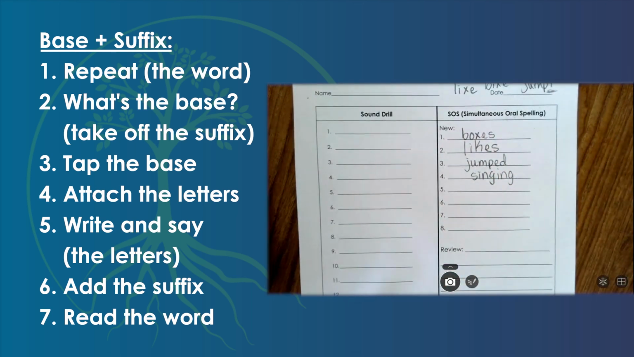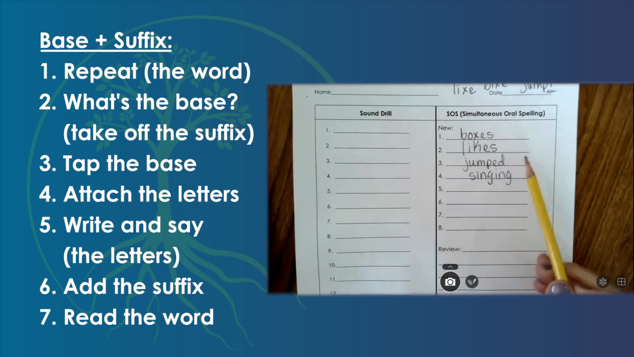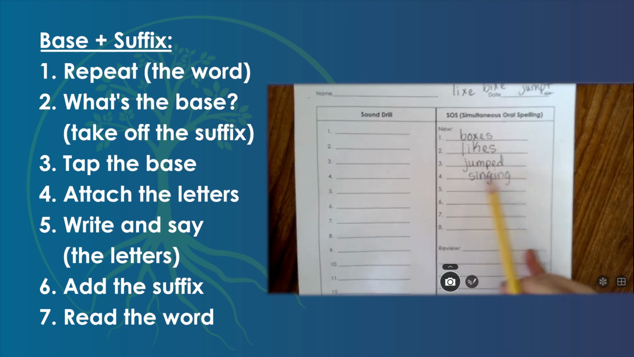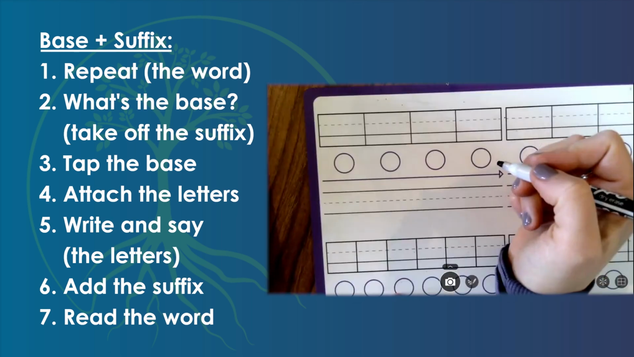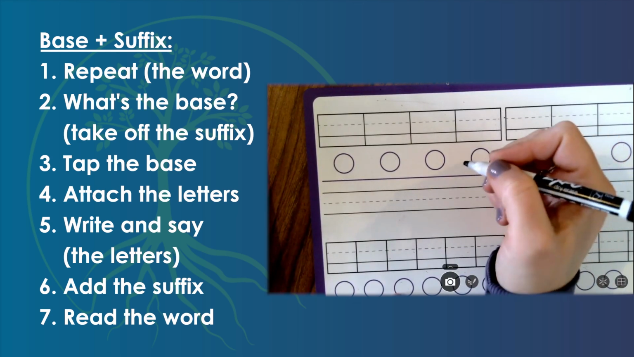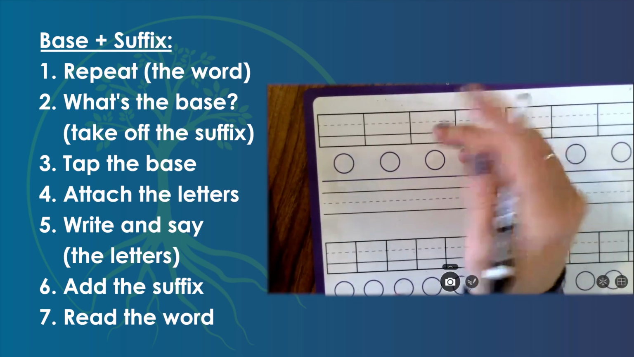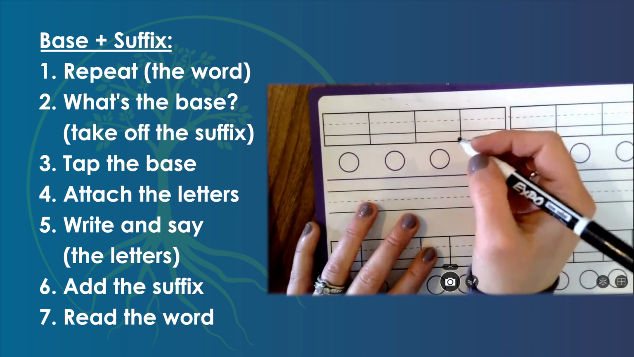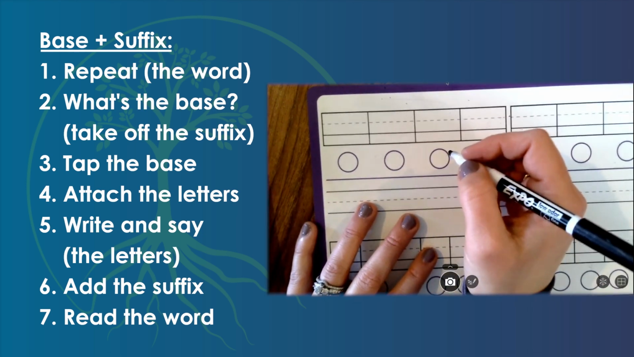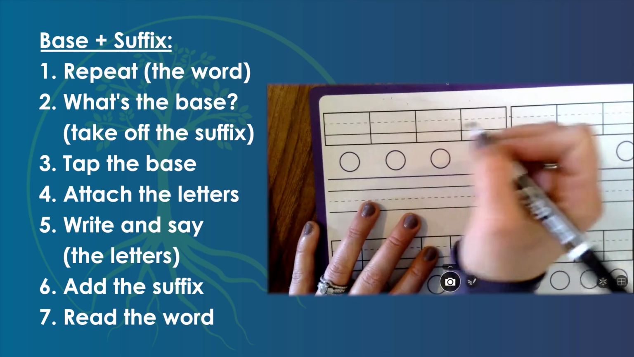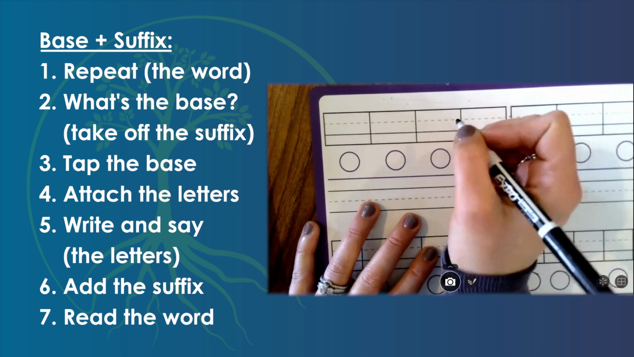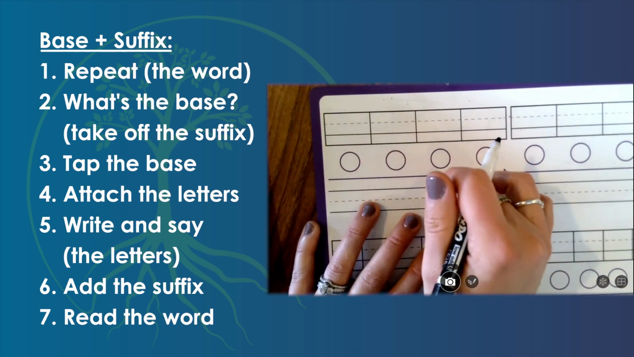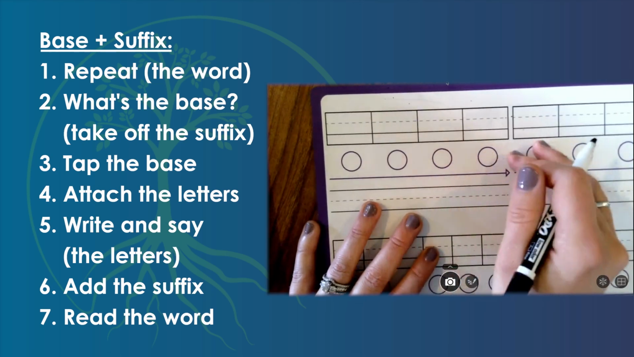So that's how you guide the students. And then, make sure you're reading the words with them as well. Boxes, likes, jumped, singing after they write it with you. The words that we just did on the paper, boxes, likes, and jumped, let's do on the whiteboard so we can see how to do it here. So the word is boxes. You would say the word to the student, just like we did before, guide them to identify the base and attach the suffix. So this is what that looks like.